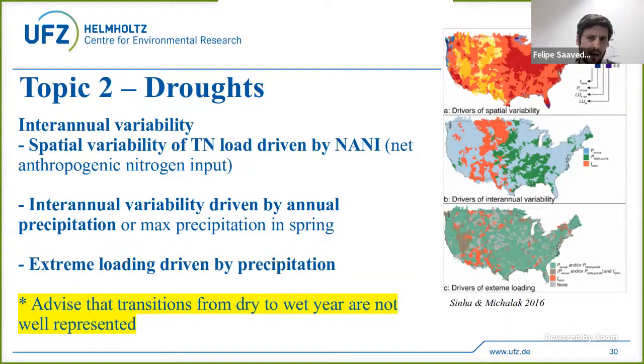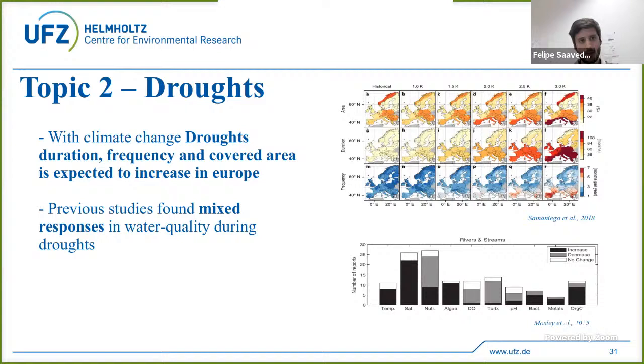But they were using a model and they advise here that transitions from dry to wet are difficult to represent. So they just put this warning here that I take it to apply to my research that I will mention in the next slide. So droughts, why are important droughts? Well, we have climate change and it's already stated that in Europe, droughts will increase in terms of duration, frequency, and also the extension, the cover area. But what do we know that how droughts affect the transport of nutrients in catchments?